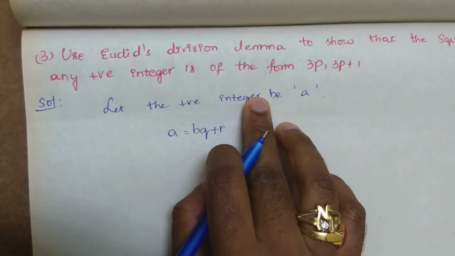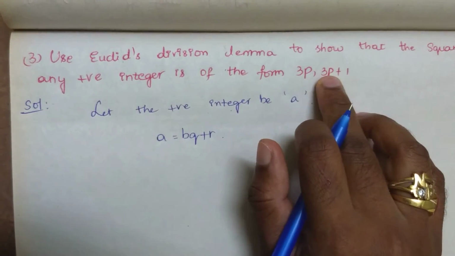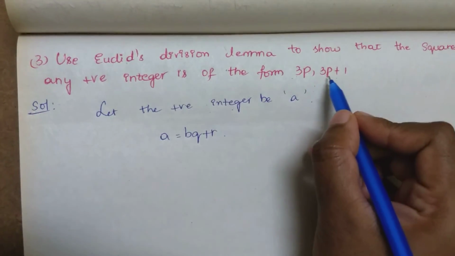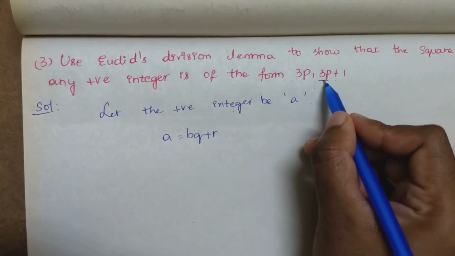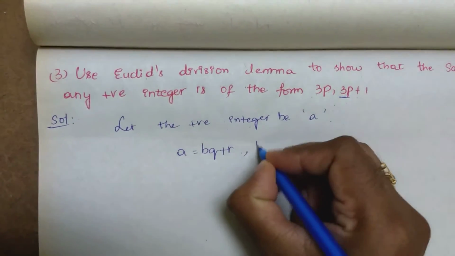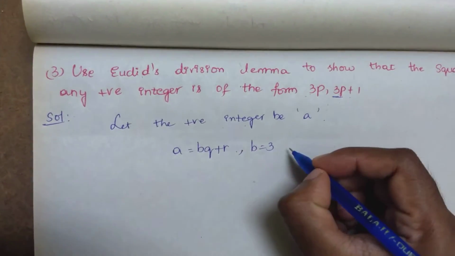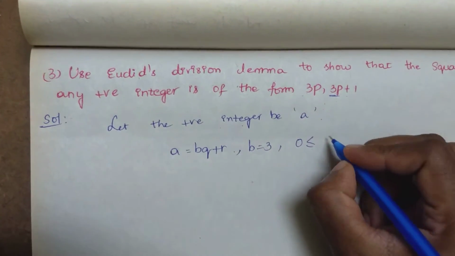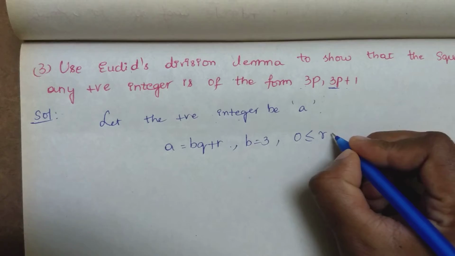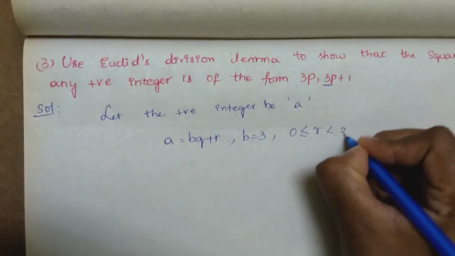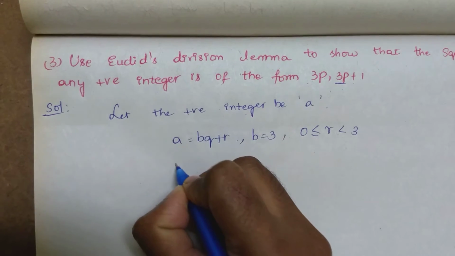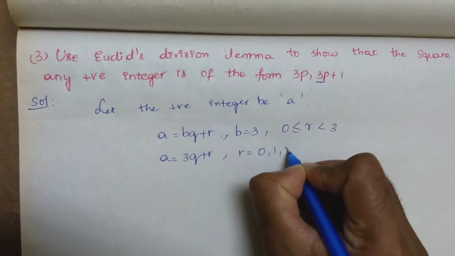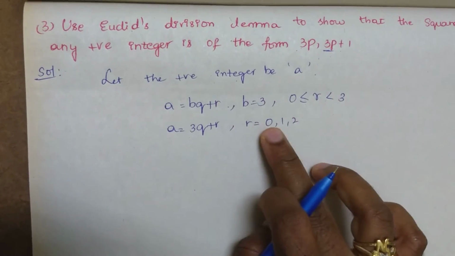In the previous question we already discussed that whatever the b value is, we have to derive it from the question itself. Here, when you consider these, they are in the form of bq plus r, so we can derive the value of b equals 3 from the question. There is a condition that r can be either 0 or lie between 0 and b. So, substituting b, a equals 3q plus r, where r equals 0, 1, 2, because it should be less than 3.